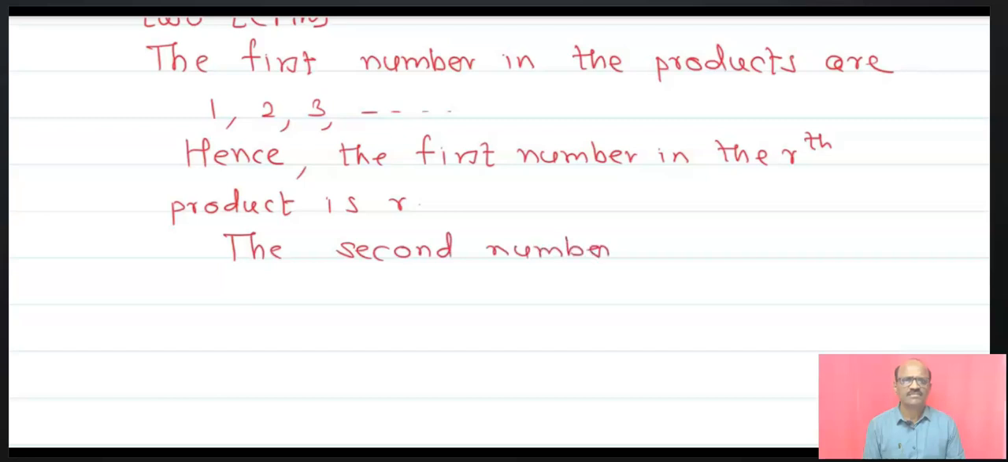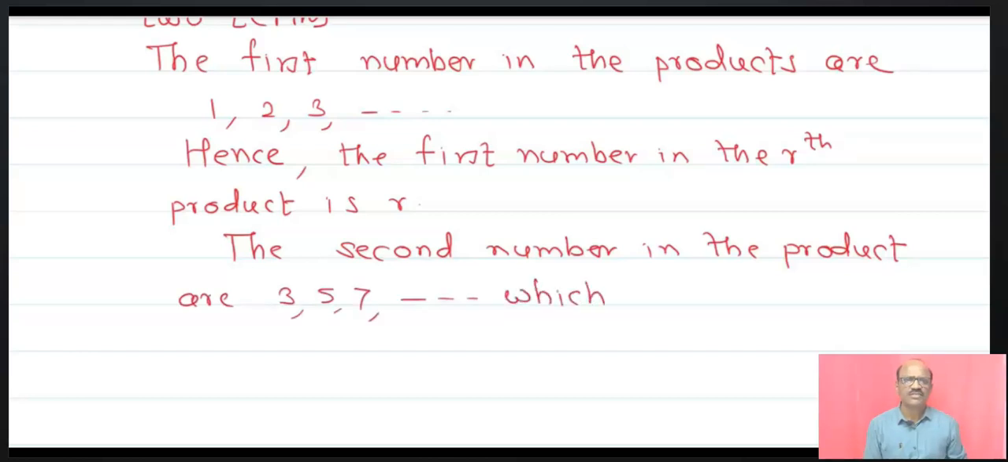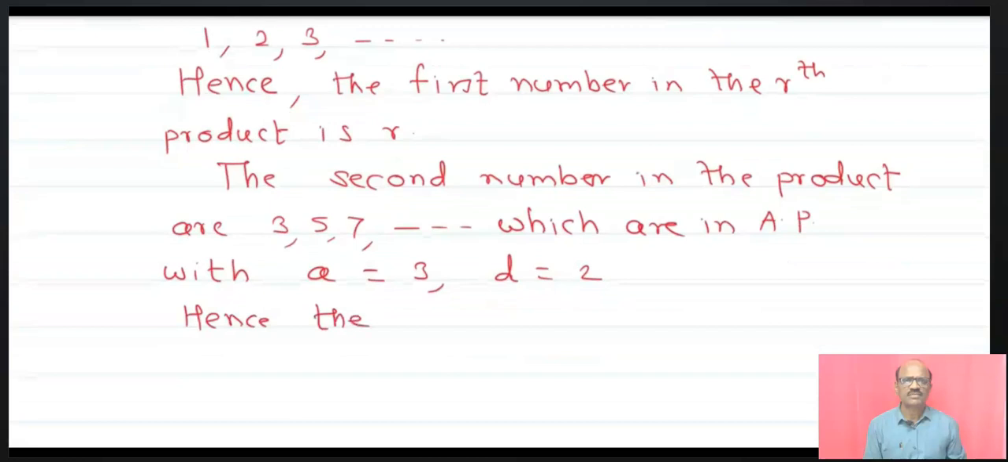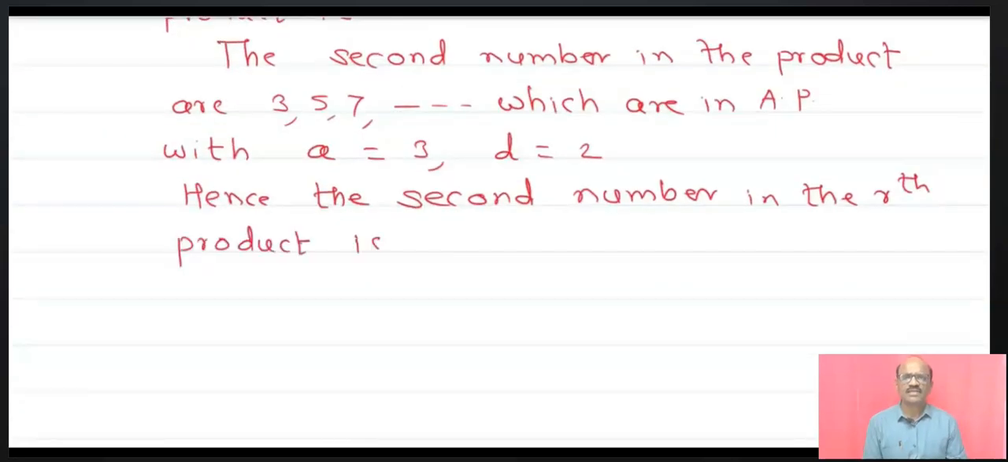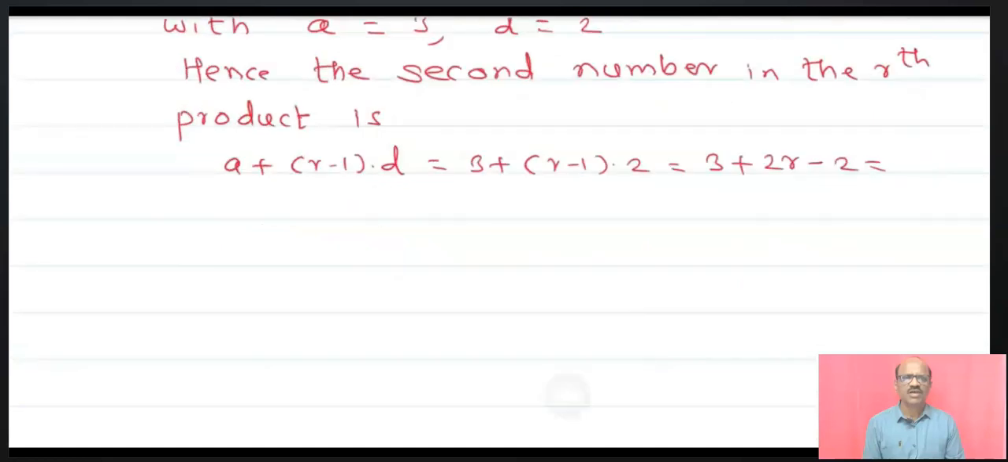For the second one, the product 3, 5, 7: A is equal to 3, D is equal to 2. Hence the second number in the rth position, the rth term will be A plus (r minus 1) into D, that is 3 plus (r minus 1) times 2, that is 3 plus 2r minus 2, that is 2r plus 1. Therefore, we will get its rth term.